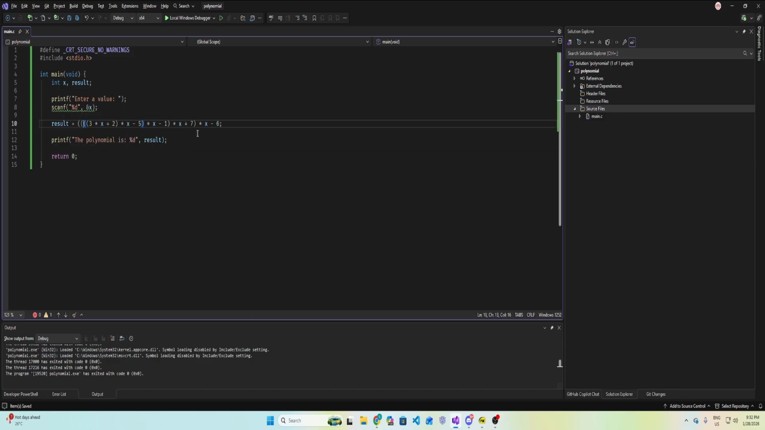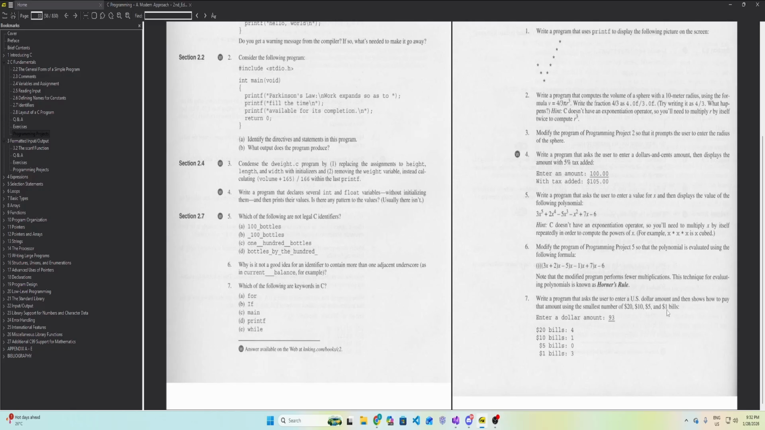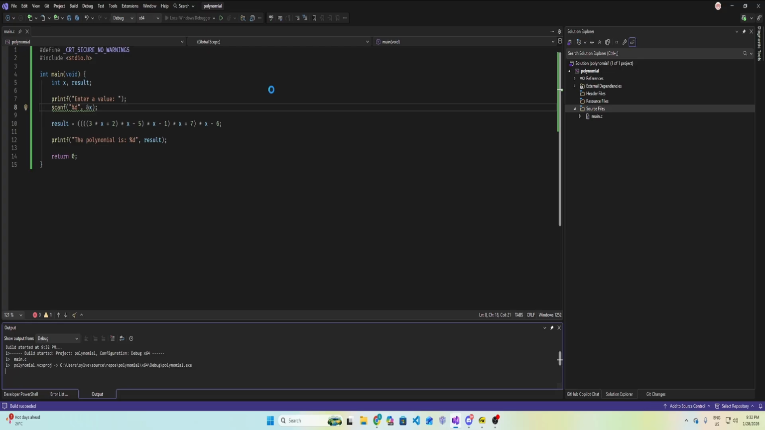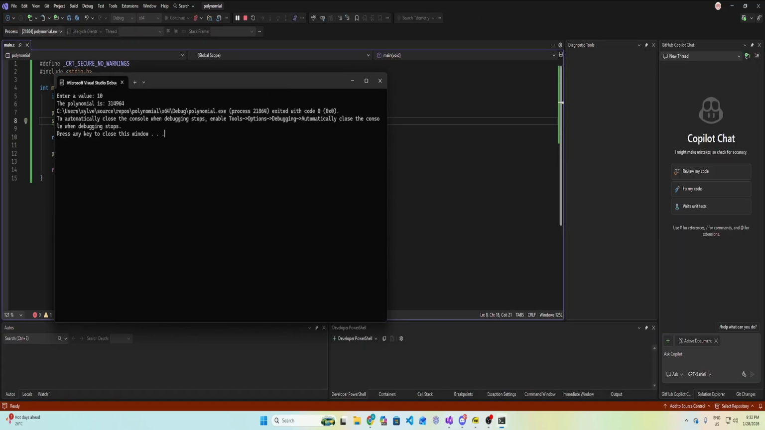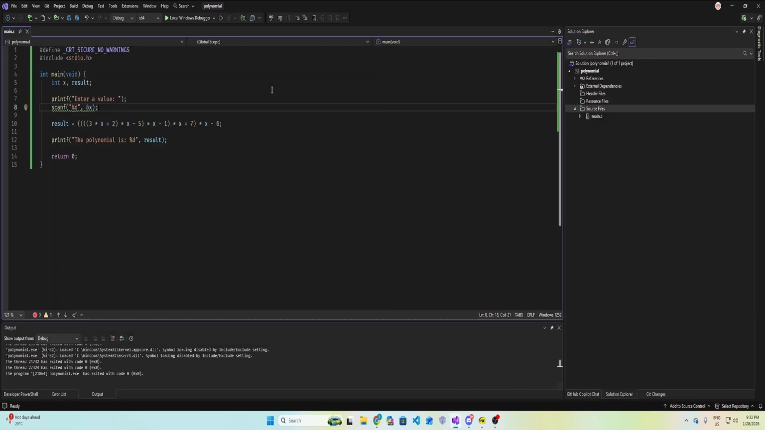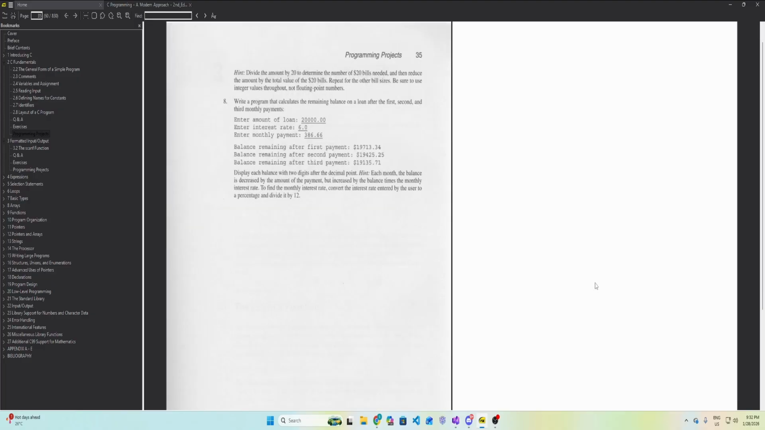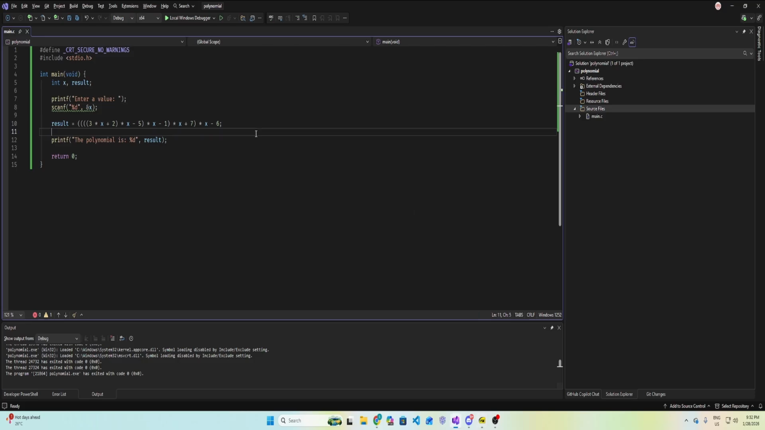So I didn't enclose everything. I did it exactly as it is here. So let's see what happens. I feel like that's that, giving me the same result. And this looks much better. Much better. Okay, I feel like that one is done.